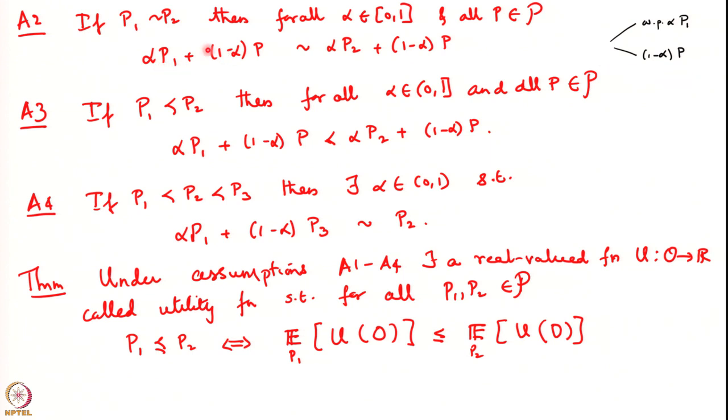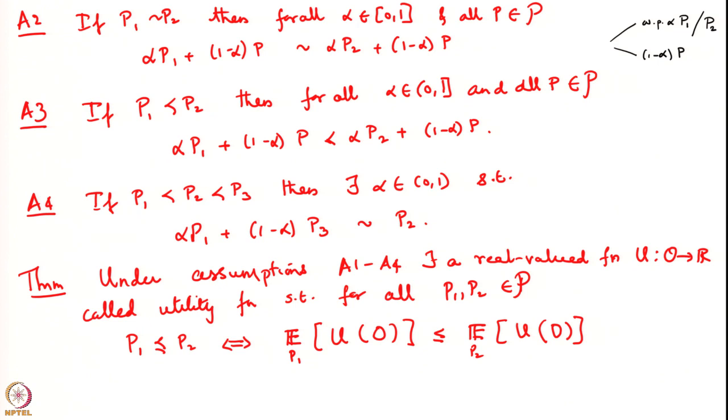So what axiom 2 tells us is that this kind of lottery on top of lotteries, or a mixture of lottery P1 with lottery P in a proportion alpha to 1 minus alpha, will also be equivalent to mixing P2 with P in the same proportion alpha to 1 minus alpha. So in other words, if with probability alpha I replace this with P2, then for you, if P1 and P2 are equivalent, the resulting mixed lottery would also be equivalent.